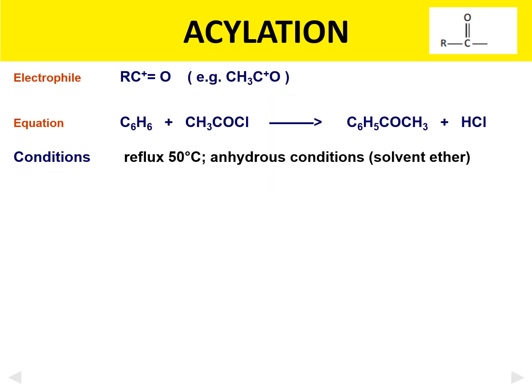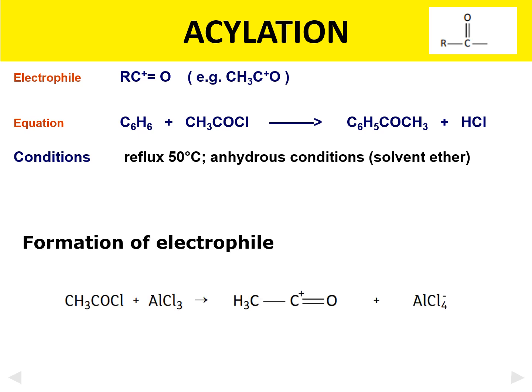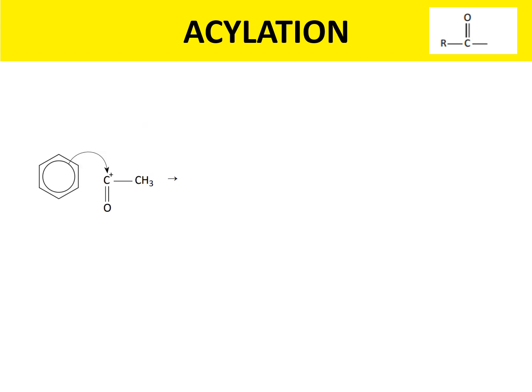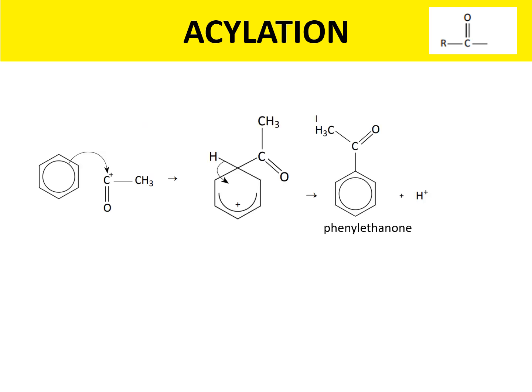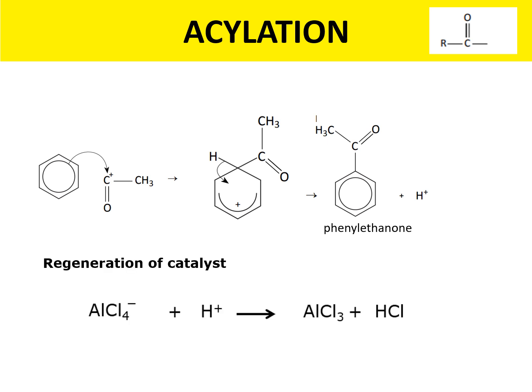Acylation is the process of replacing a hydrogen atom in certain molecules by an acyl group. Acyl chlorides in the presence of a catalyst can be used to acylate benzene and form an aromatic ketone. The catalyst is aluminium chloride and the conditions must be anhydrous to prevent its hydrolysis. The electrophile that is formed is called an acylium electrophile. Again, here is the reaction mechanism and the regeneration of the catalyst equation.